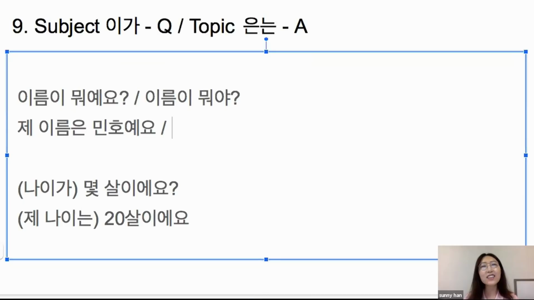Sometimes someone with good manners asks you 이름이 뭔데? But we don't really use 이름이 뭔데. If somebody with good manners uses this one, it's a fun or friendly way. But if you don't know the person and somebody asks you 이름이 뭔데, it's a little bit rude.